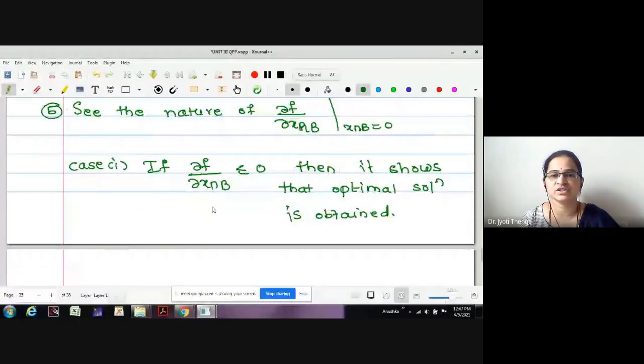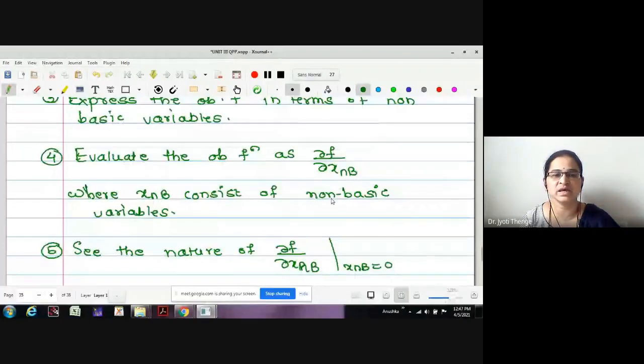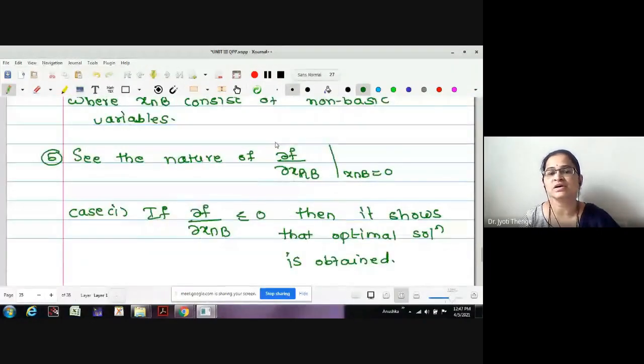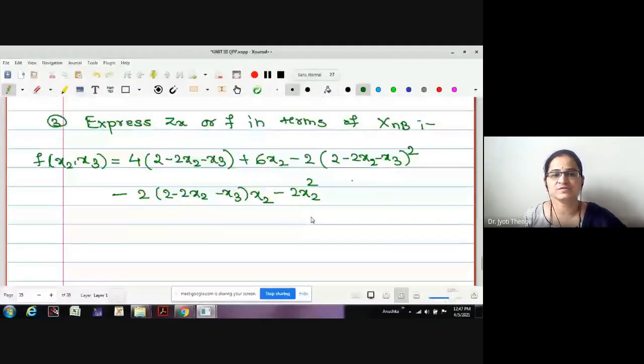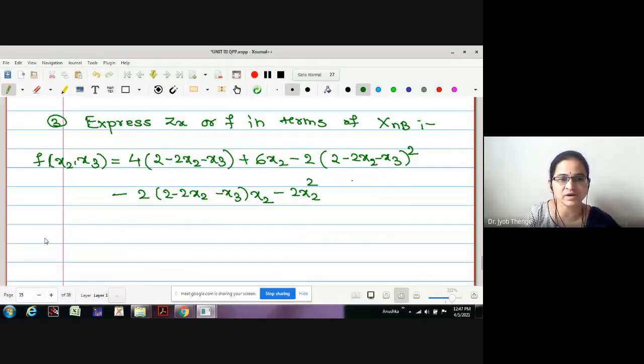Evaluate the objective function as dou f by dou x nb. Then see the nature of dou f by dou x nb, meaning first we will find the partial derivative with respect to both the variables. Correct? So here is the objective function we have. Let us find the partial derivative. First, let me find the partial derivative with respect to x2. Yes, tell me the partial derivative with respect to x2 now.